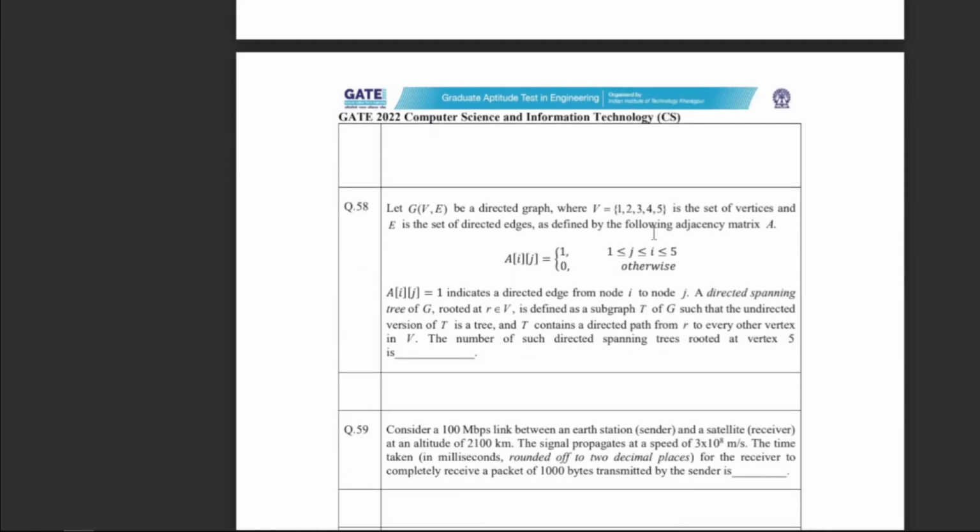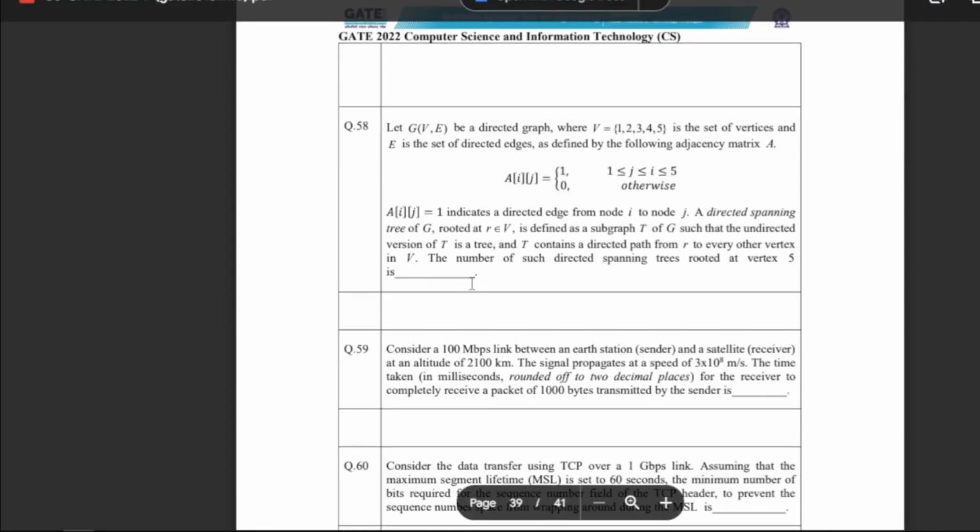And 58, let G = (V, E) be a directed graph where V = {1, 2, 3, 4} is the set of vertices and E is the set of directed edges as defined by the following adjacency matrix. So for 58, our answer is 24.